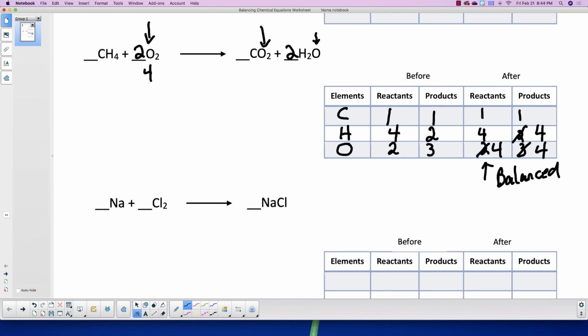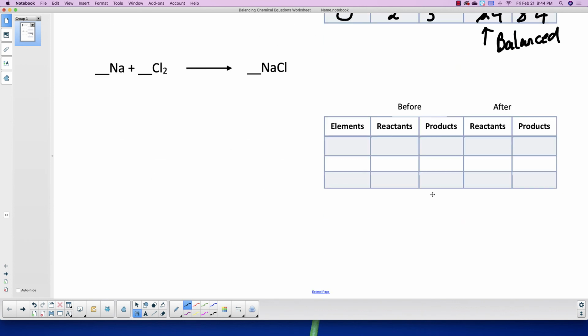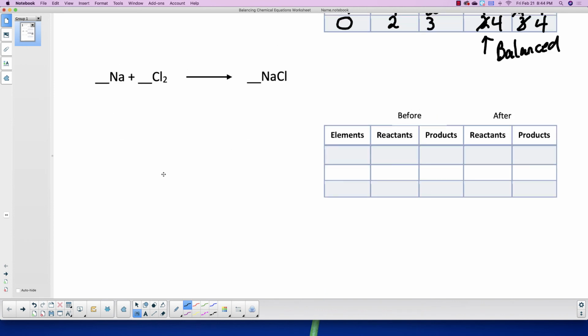All right, let's look at this final equation, and let's try to balance this one. So what we have here, oh, we've seen this before. We have sodium, which is a metal, chlorine, which is a gas. Remember, a poisonous gas has a light green color.